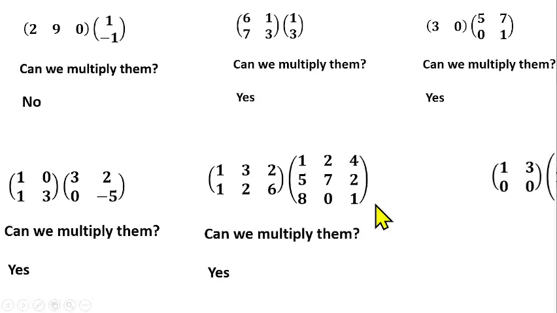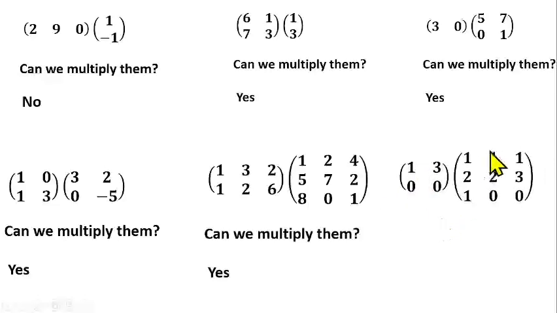Now let's see another one. Can we multiply these 2 matrices? Yes or no? Can we multiply them out based on what you have learned so far? The answer is capital no. We cannot multiply them out, because look at this first matrix. The element in the row here is 2. Look at the second matrix. The element in the column here is what? 3.